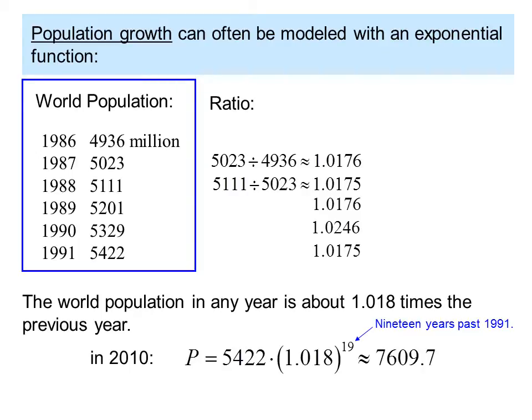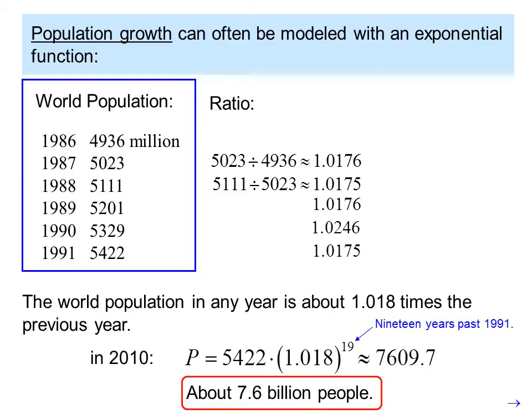Or about 7,609.7 million people. Now you'll have to check that on Google or something to find out how close that estimate was. But it's about 7.6 billion people in 2010. When I first started teaching calculus, this seemed way in the future.